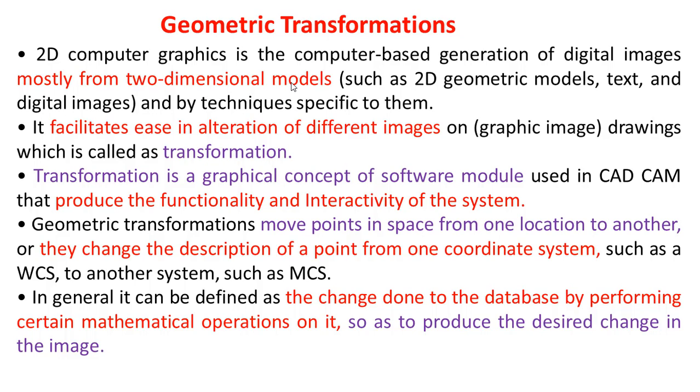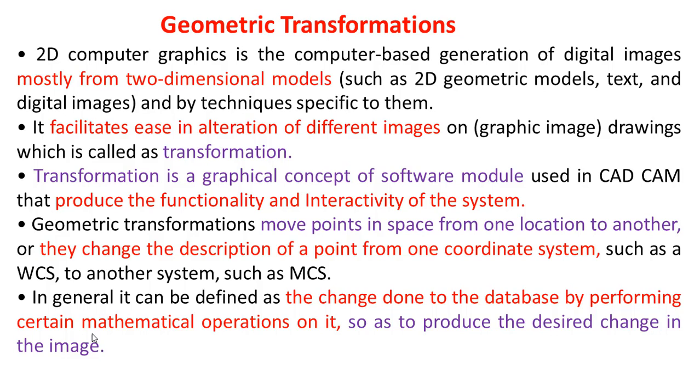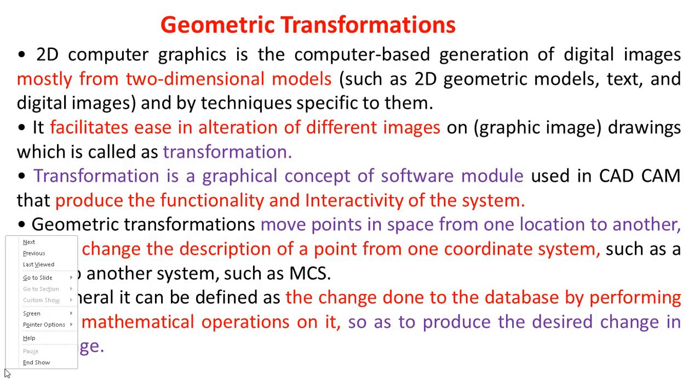So in general, it can be defined as the change done to the database by performing certain mathematical operations on it so as to produce the desired change in the image. So simply we will understand geometric transformation with the help of this definition. It can be defined as the change done to the database by performing certain mathematical operations on it so as to produce the desired change in the image.